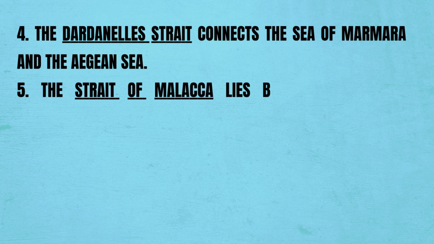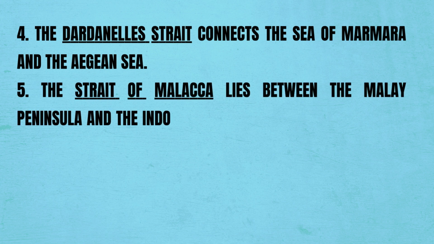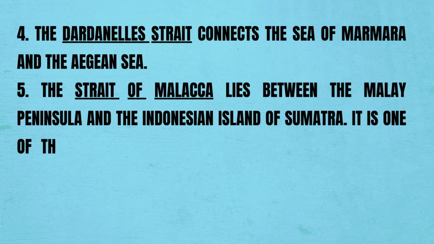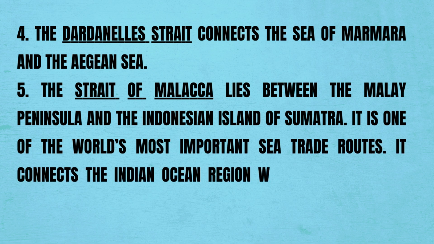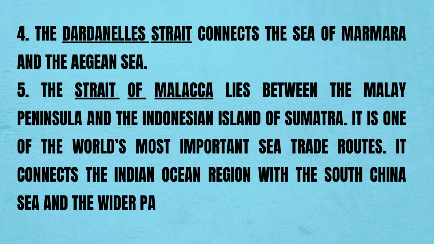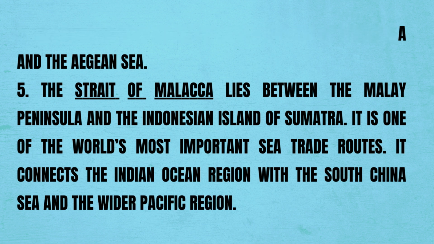5. The Strait of Malacca lies between the Malay Peninsula and the Indonesian island of Sumatra. It is one of the world's most important sea trade routes. It connects the Indian Ocean region with the South China Sea and the wider Pacific region.